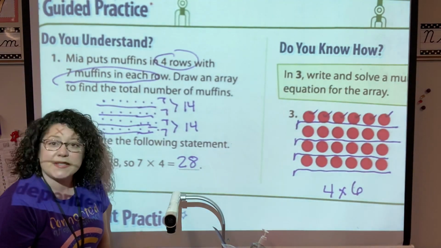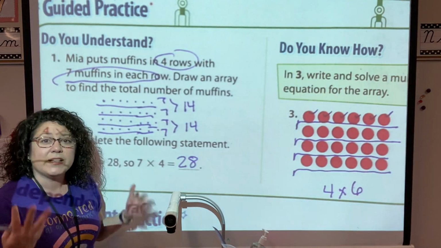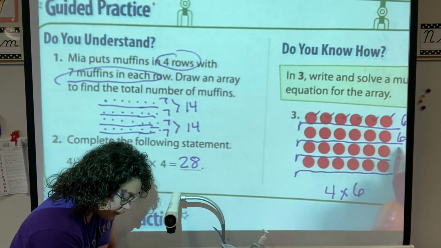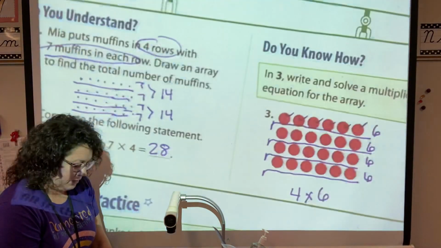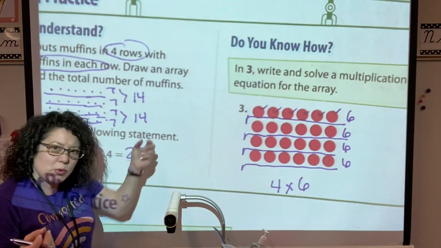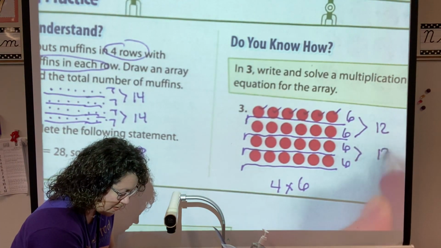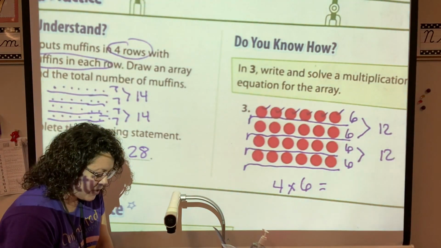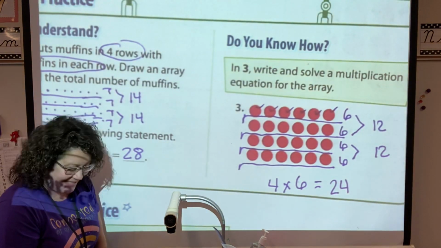So now we get 4 times 6. So 4 groups of 6. Just like we did on number 1, let's use our strategies. So there's 6 there, 6, 6, 6. Let's use our double strategies. Let's use the tools that you already have in your toolbox, okay? 6 plus 6 is 12. 6 plus 6 is 12. So to complete my multiplication equation, 12 plus 12 is 24. So 4 times 6 is 24.